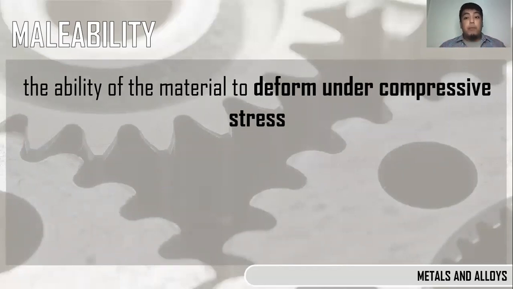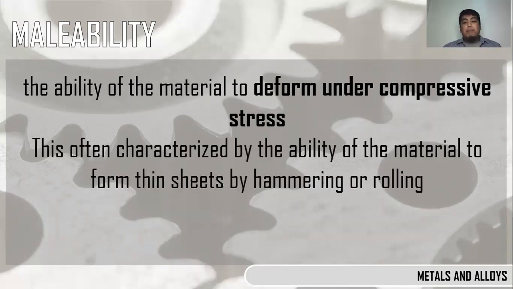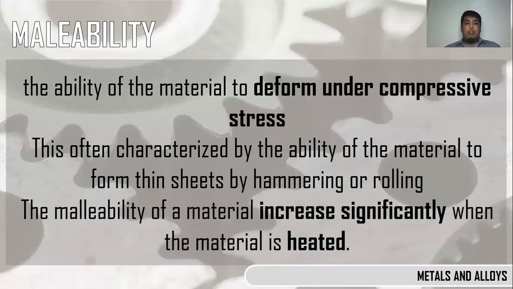When the material can be deformed under compressive stress, when you compress it, it can actually be hammered or rolled into very thin or flat sheets. That's actually malleability. That's why sa malleability, mapapansin niyo yun sa paggawa natin ng mga yero, pinapanipis natin yung mga sheets, mga GI sheets natin or galvanized iron sheets. That's actually pinapakita doon yung malleability ng mismong material, yung galvanized iron. Okay? And take note also, when a material is heated, its malleability increases significantly.